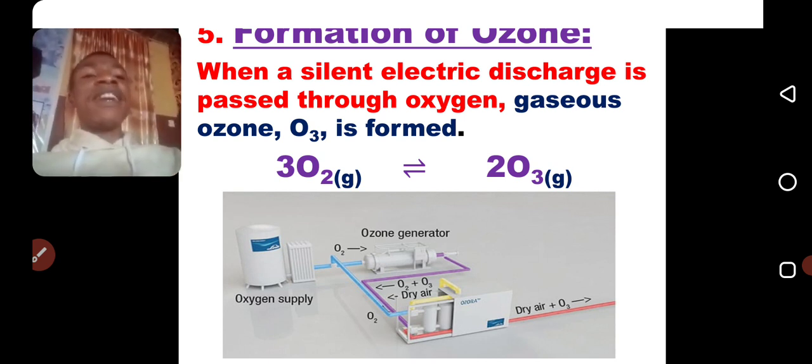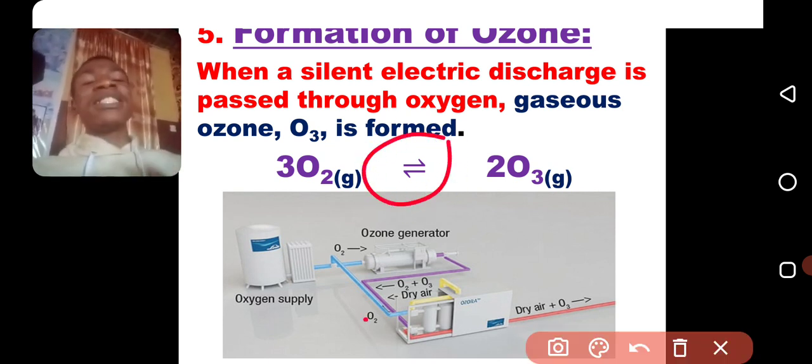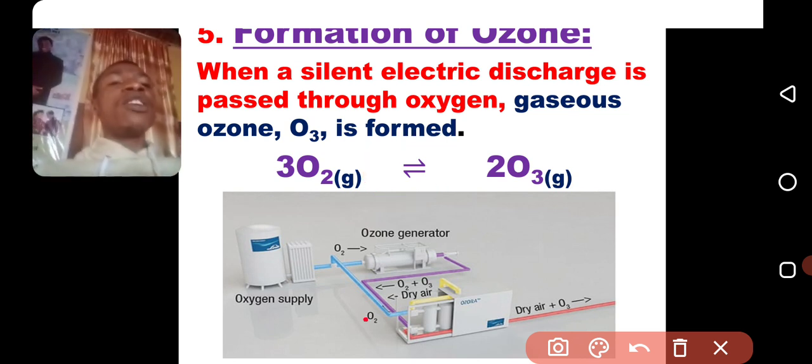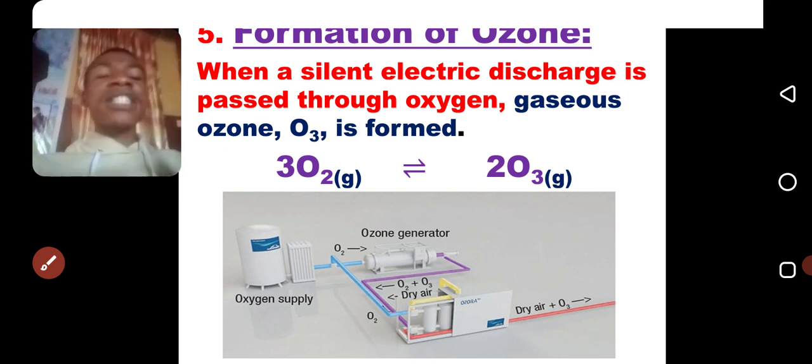The reaction is a reversible reaction, you can see in this place. So ozone can turn back to oxygen whenever there is heat or a spark. That's why you use a silent electric discharge to convert oxygen to ozone. And this is what we're going to be taking on the chemical properties of oxygen.